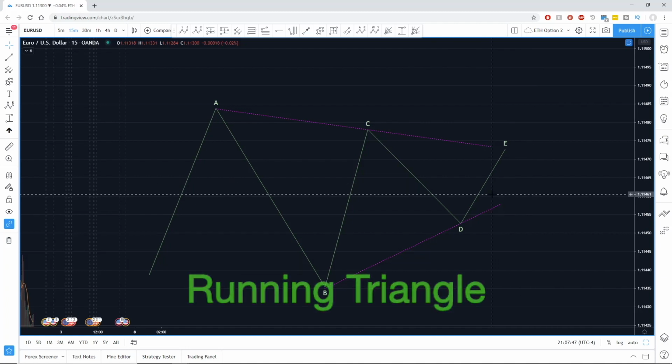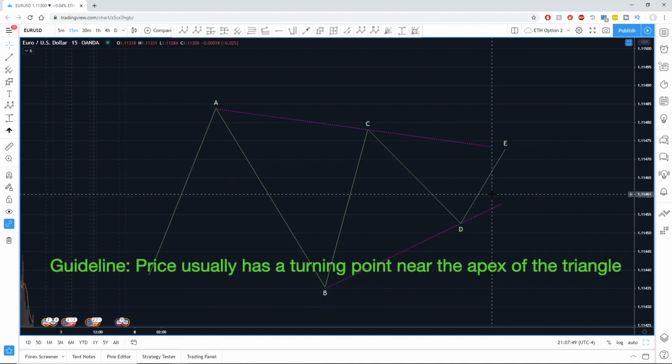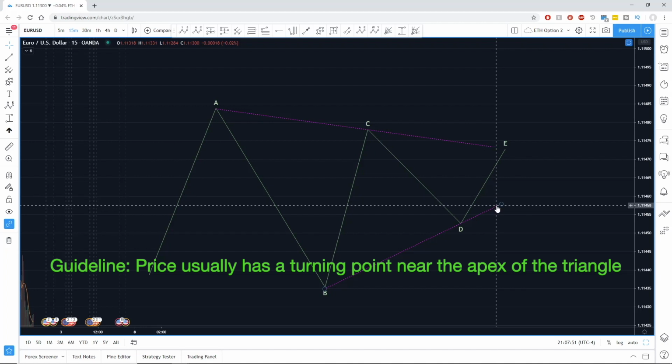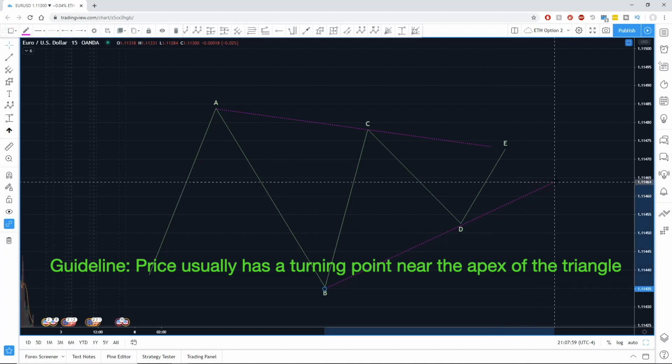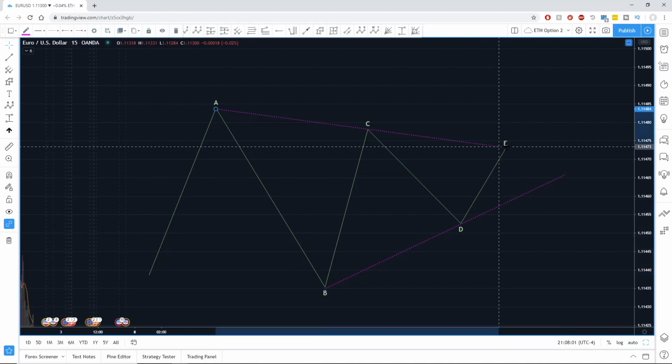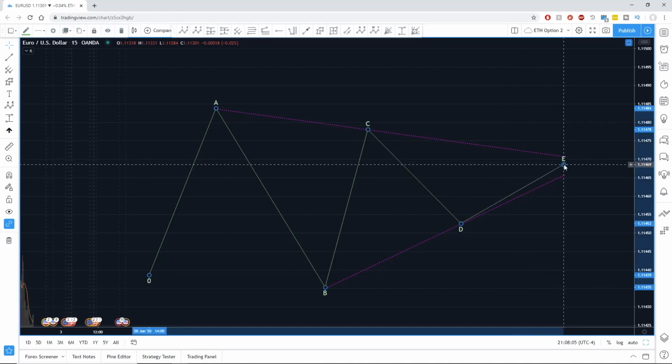And one last guideline with contracting triangles, the price usually has a turning point right near the apex of the triangle. So in a real situation, we might have our lines drawn out all the way this far, where the E actually lands somewhere closer to the end of it, right near where these contracting lines would meet up.